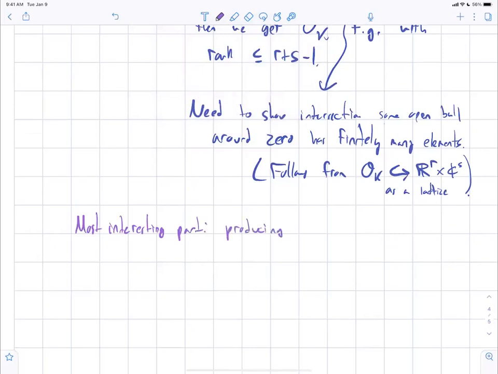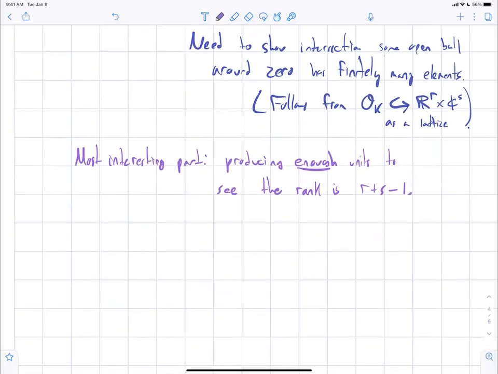Producing these units, you want to produce enough units to see the rank is R plus S minus 1. Okay, so I want to do the proof in just the case of real quadratic fields, just so we can see how this goes. And then the proof in general is not too much harder. So let's just see it for real quadratic fields.